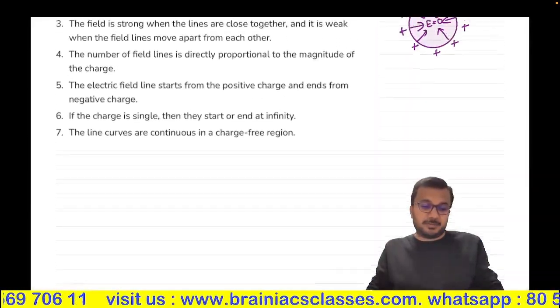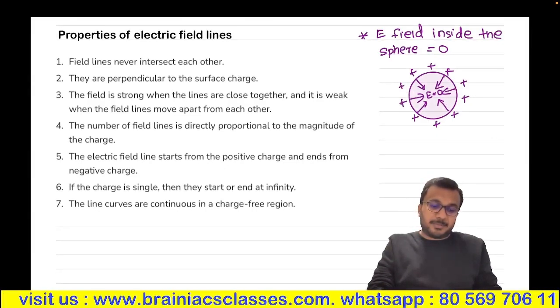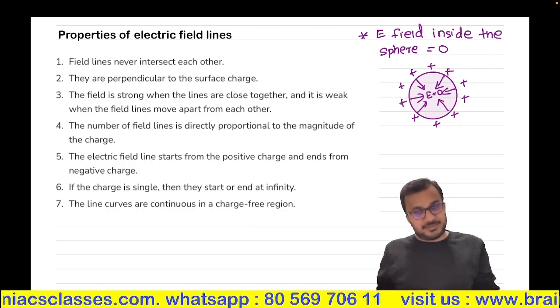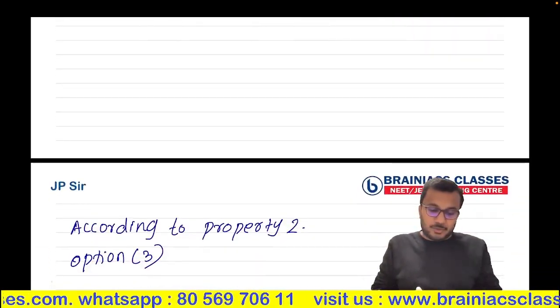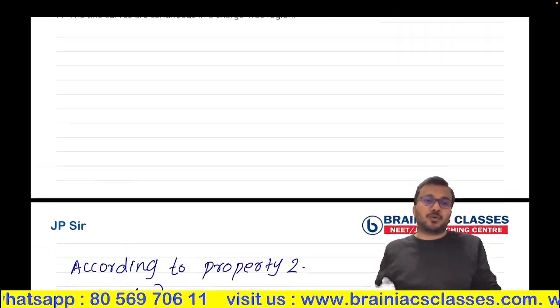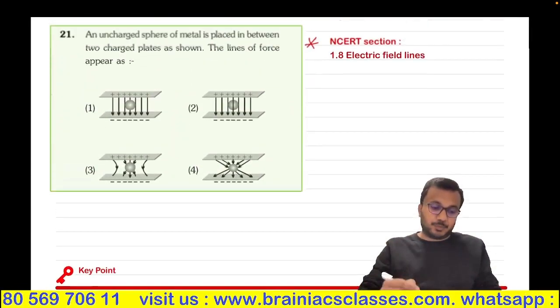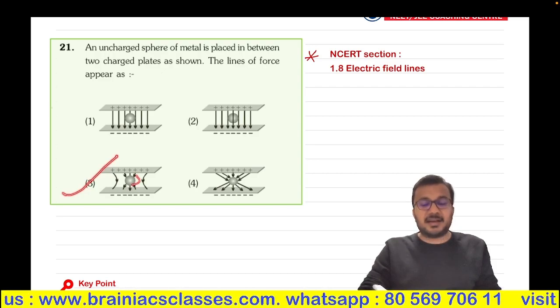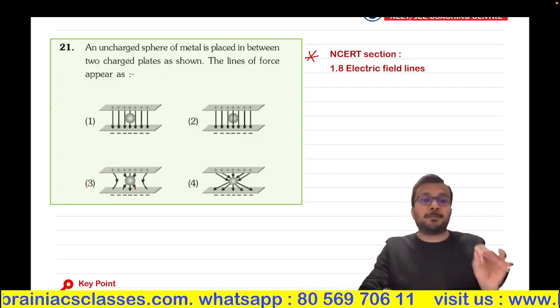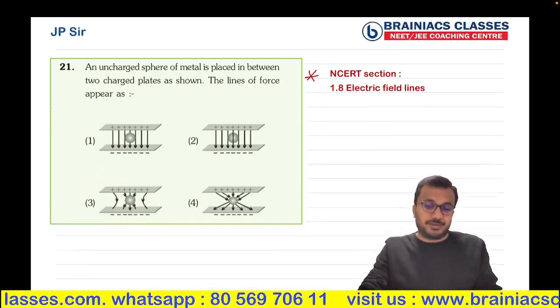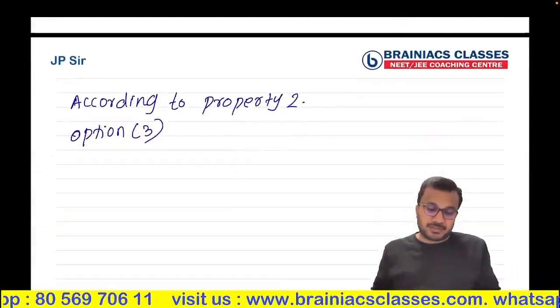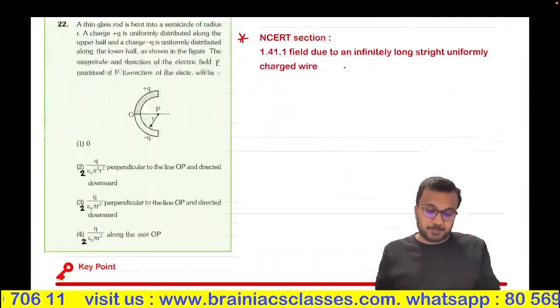So this is based on the theory, according to property number 2. What is property number 2? The field lines are perpendicular to the surface. So according to property number 2, option number 3 is the correct answer. Once again, I'm repeating, this is the correct option because of the 90 degrees and because electric field lines are not passing through the sphere. Okay, I hope you understood. Let's move to the next question, question number 22.